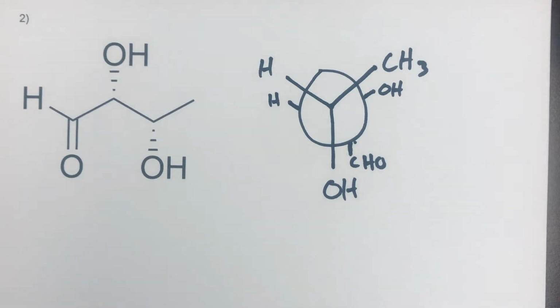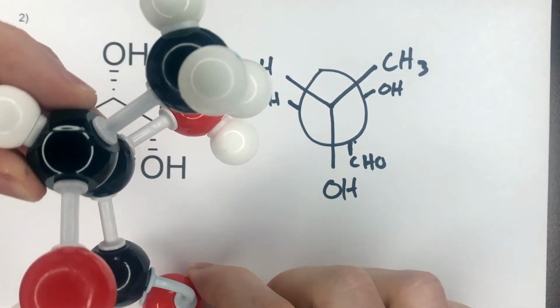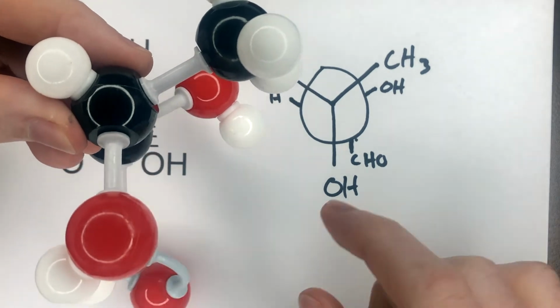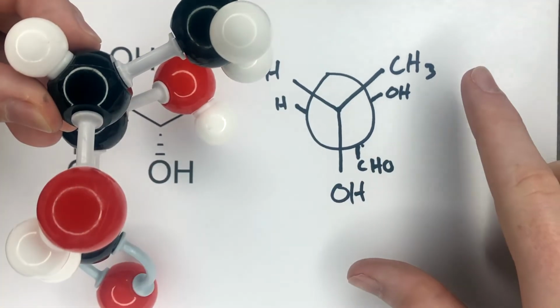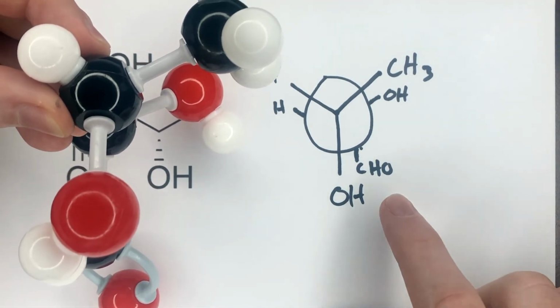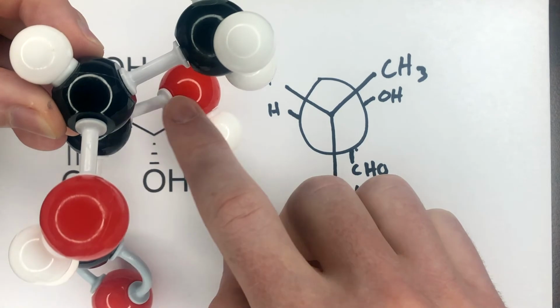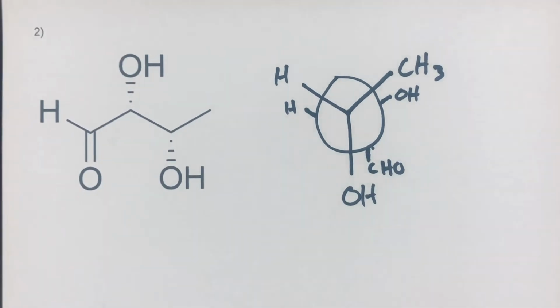All right, so let's bring back the molecular kit just to show that this is the same. So if we look at our front carbon here, there's our hydrogen up and to the left, and then the methyl group up to the right, OH is down, the aldehyde is eclipsing the OH and the back carbon is eclipsing the methyl group, and the hydrogen eclipsing the hydrogen.